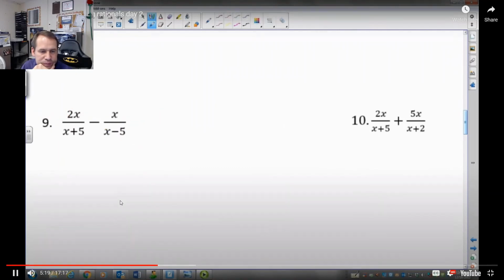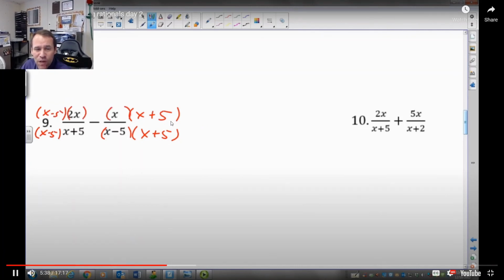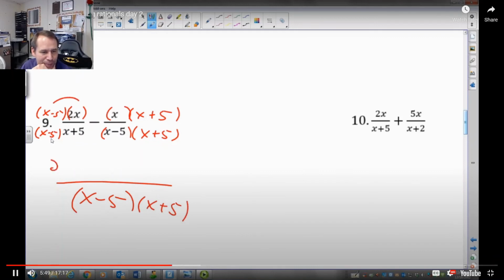Let's try number 9. Number 9 is missing the x plus 5 on this side, so that goes over here. If you do it to the bottom, you have to do it to the top. This side is missing the x minus 5. Remember, you can multiply anything by 1 over 1, and that's what we did essentially. But then we turned it into x plus 5 divided by x plus 5, which is still 1. You can legally do that. And on the left side, we multiplied by the other one, x minus 5, on the top and the bottom.